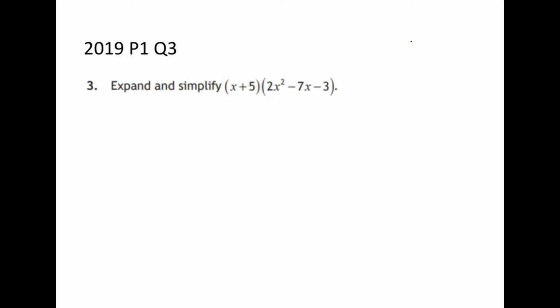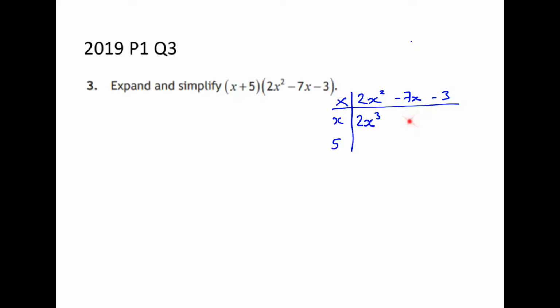So I'm going to suggest that we use a table for this one. Remember, we've got several different methods. I'm going to put the long bracket across the top, 2x squared minus 7x minus 3. I'm going to put the smaller bracket down the side. It doesn't matter which way around we get these because we're multiplying them anyway, remember? So the thing that goes in here is 2x squared times x. So that gives us 2x cubed.